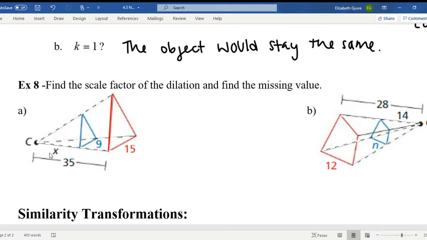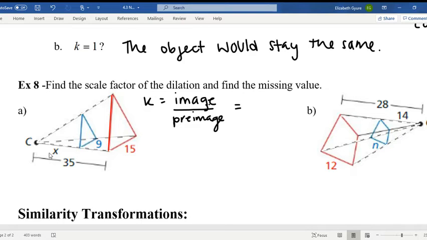So if one side gets, I don't know, enlarged by 3, all the sides get enlarged by 3, right? If one side has a scale factor of 1/3, all the sides are going to have a scale factor of 1/3. So the first thing we're going to do here is find our scale factor. Remember, for your scale factor K, we're going to take our image over our pre-image. So that's prime over not prime.